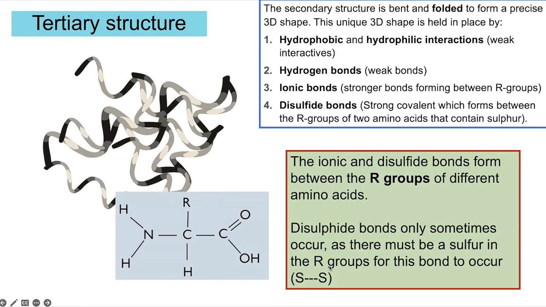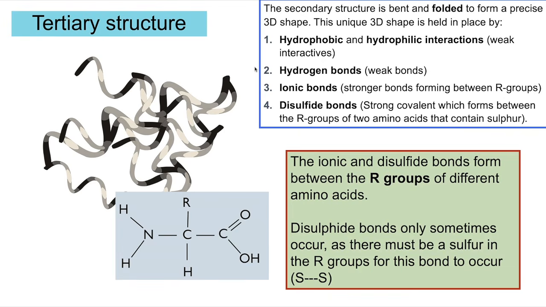Now, you actually only sometimes get disulfide bonds, because disulfide means it's a bond between two sulfur atoms. And that means you're only going to get this bond if you have the R group, which contains sulfur, because sulfur is not in the rest of the general structure. So that tertiary structure then, it's the further folding to create a unique 3D shape held in place by those bonds. So it'd be a 3-mark definition. The further folding is 1 mark, unique 3D shape is a second, and naming the bonds is the third.